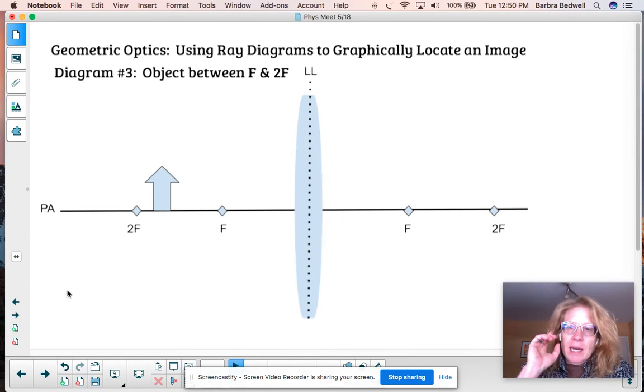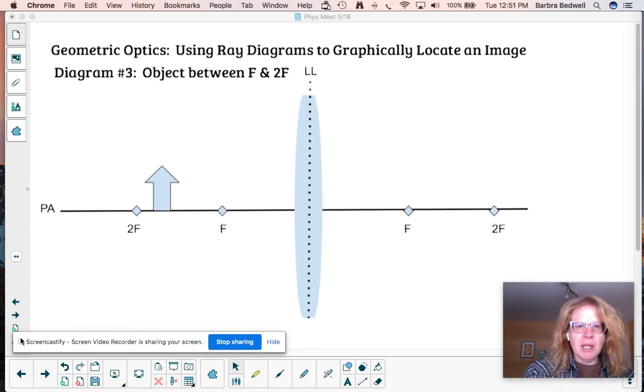So for this, the couple things I'm going to do is review how to do the lens diagrams for a real image. That's diagram number 3, the one that I'll use here. And then I'll do number 5 and 6, which both produce virtual images, and then a quick little review of how to use the mirror and lens equation at the very end.